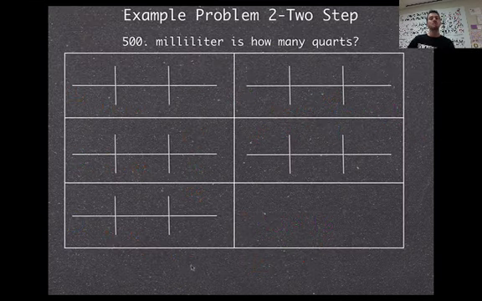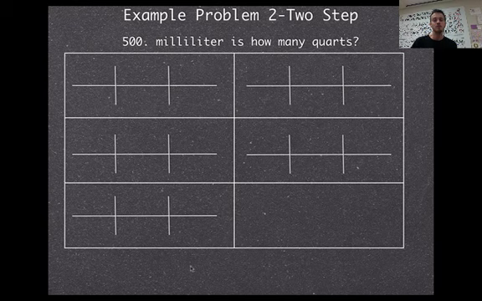Okay, so it says I have 500, and then you see that decimal there, that means it has 3 significant figures. I have 500 milliliters, and I want to know how many quarts that is. So I'm going to start here with what I know. I know that I have 500 milliliters, and I'm going to bring down my unit. So that's what I know. Next thing that I'm going to do is say, where do I want to go from there?